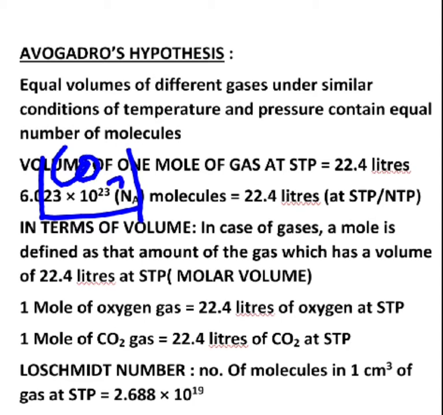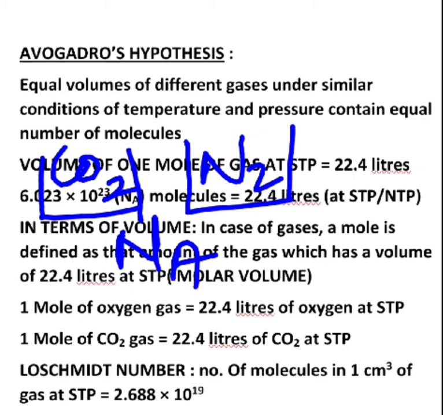Say one is carbon dioxide and the other is N2. Let us say that I have Avogadro's number of molecules with reference to both the gases at STP conditions. That means both the gases in terms of molecules are 6.023 × 10^23 molecules of that gas at STP conditions. What are STP conditions?